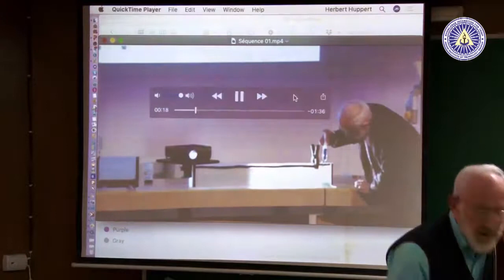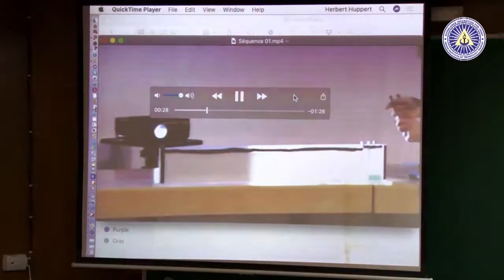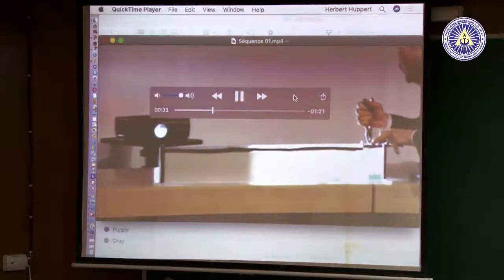What I'm doing, I'm adding fluid, blue-dyed water. This is a porous medium behind a lock gate. Blue-dyed fluid. And this is the most exciting experiment. You must look very carefully.